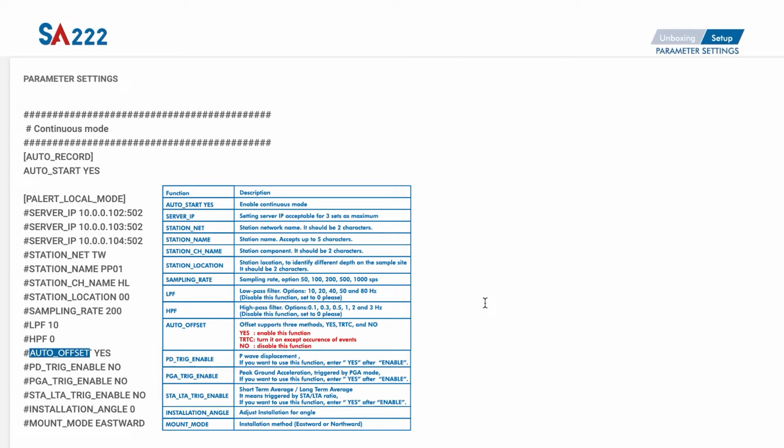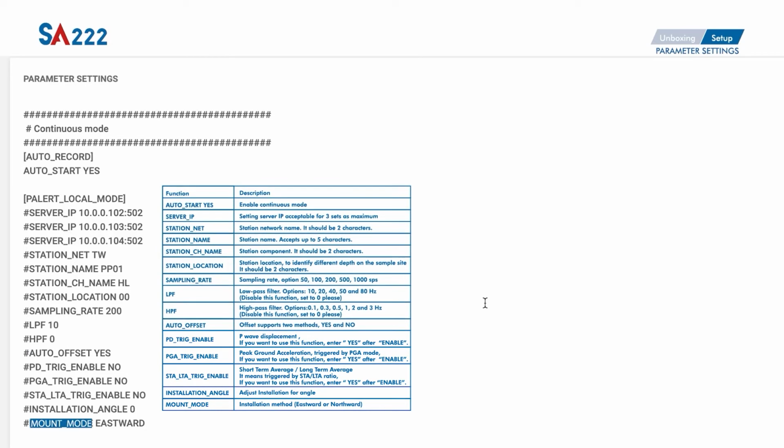Auto offset. The default of this mode is yes. Change to TRTC if you would like to turn it on except for the occurrence of events, and no to disable this function. Mount mode is the installation method. We support eastward and northward.